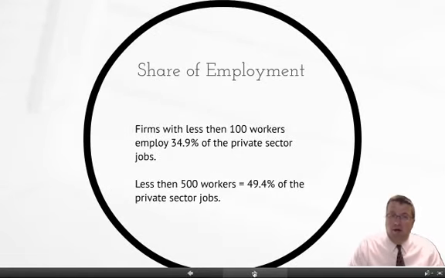Share of employment. Firms with less than 100 workers employ 35% of the workforce in the private sector. So we're not looking at government jobs and the public sector. This is just the private sector. With less than 500 workers, 49.4% of the private sector jobs come from small businesses. What this is telling me is that even if you don't start your own business, it's important for you to understand what a small business goes through, because you've got basically a 50% chance that you are going to be working for a small business.